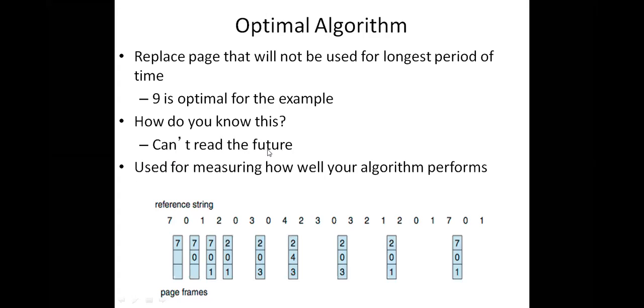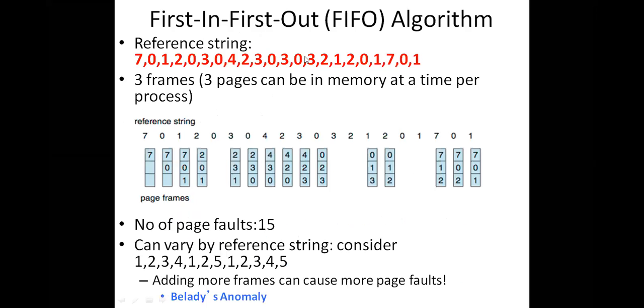Here, we can't read the future. We cannot know right now what pages we require afterwards. Right? So future references we might not know at the current position. So that is the problem with the optimal page replacement algorithm. What is the problem with first in, first out?